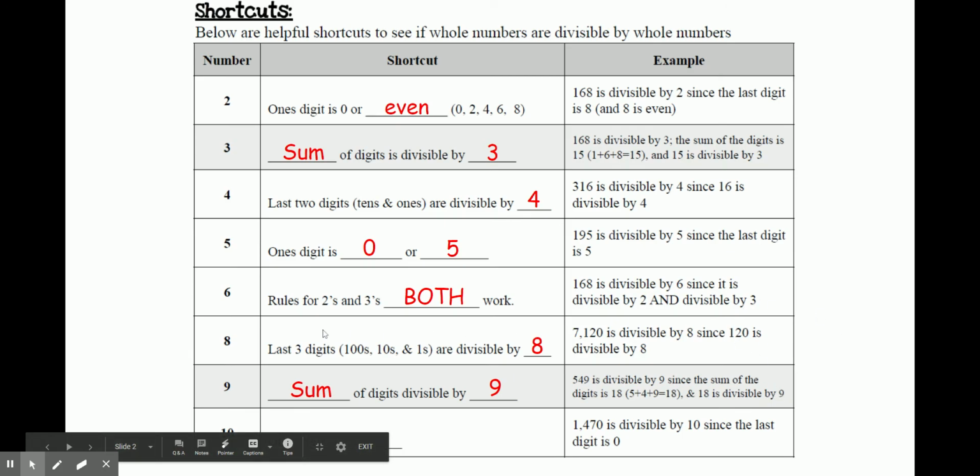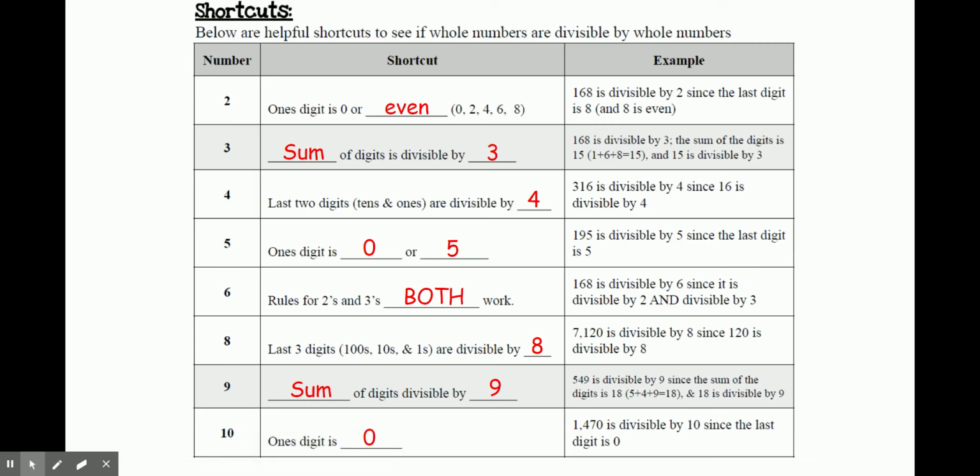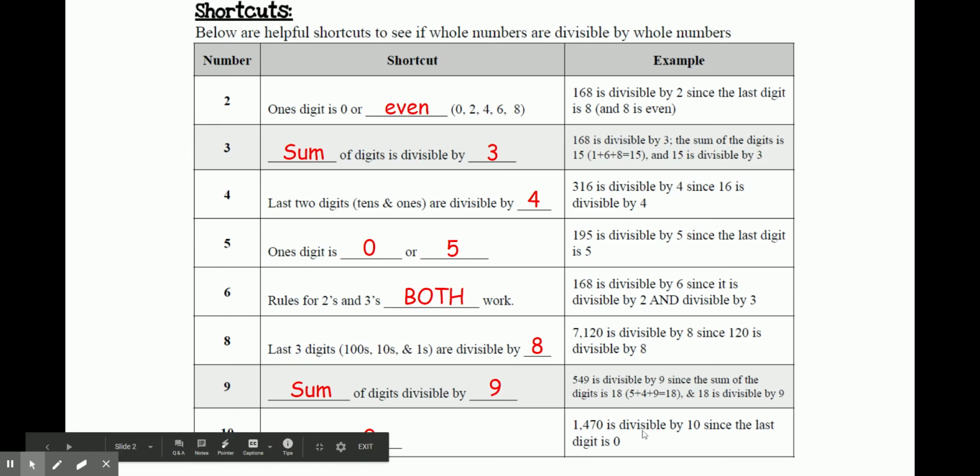And finally, the 10s rule. You all probably already know this one. It is the ones digit is 0. So 1,470 is divisible by 10 since the last digit is 0. Anything that has a ones digit of 0 is divisible by 10, except for 0.